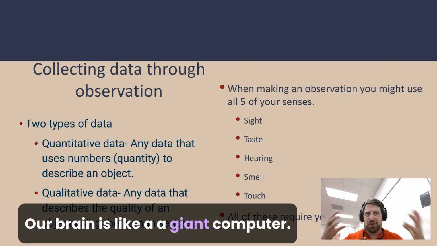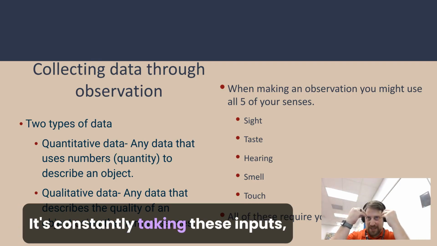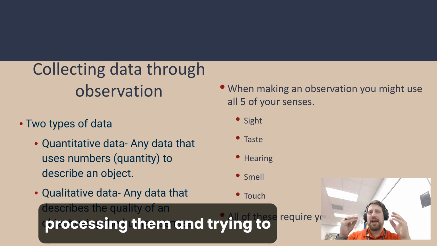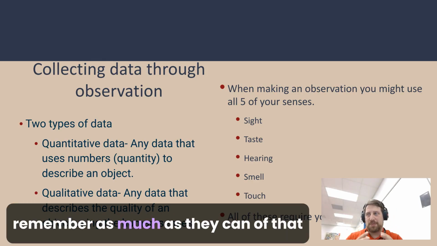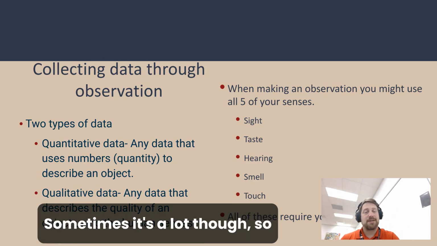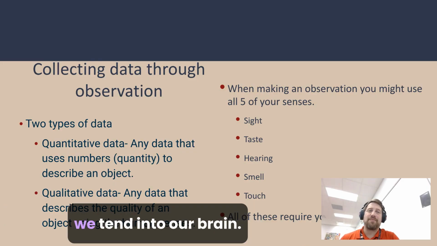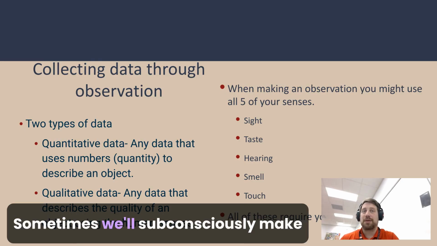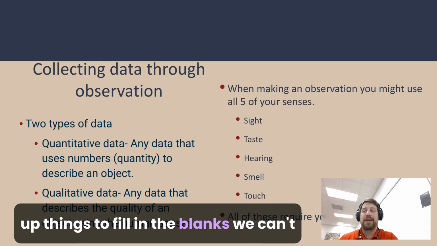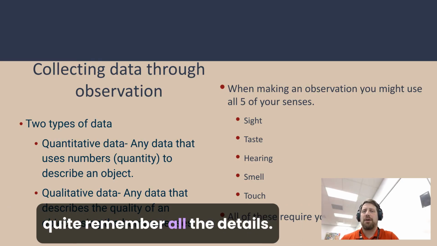Our brain is like a giant computer. It's constantly taking these inputs, processing them, and trying to remember as much as it can of that information. Sometimes it's a lot though, so sometimes our brain has gaps, or our brain will subconsciously make up things to fill in the blanks if we can't quite remember all the details.